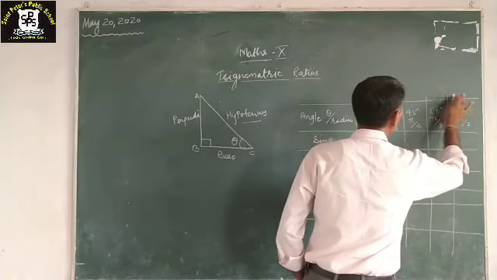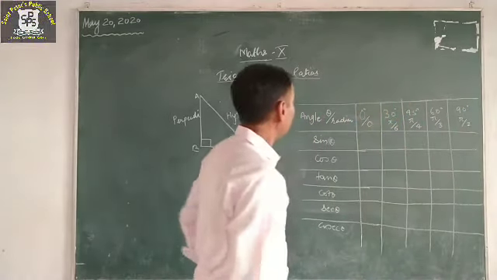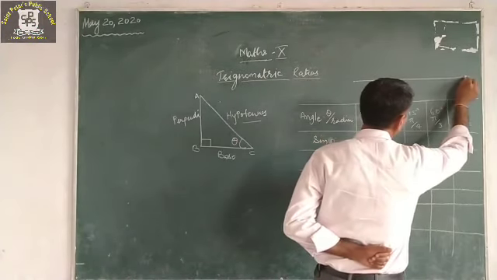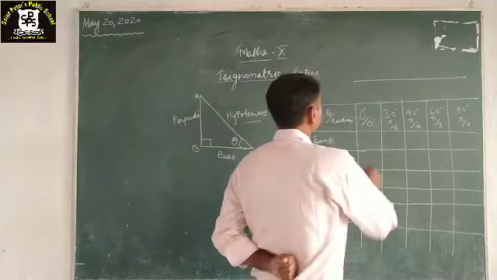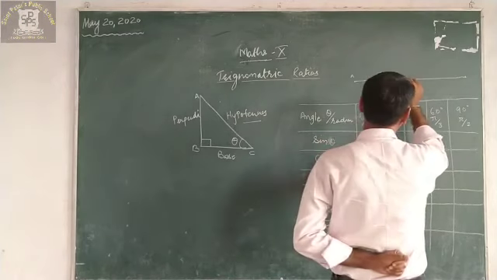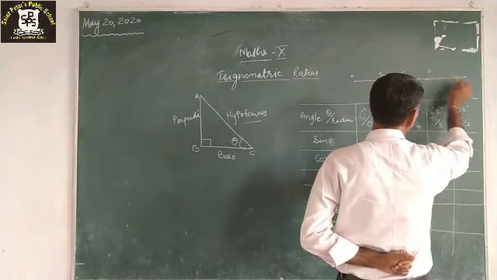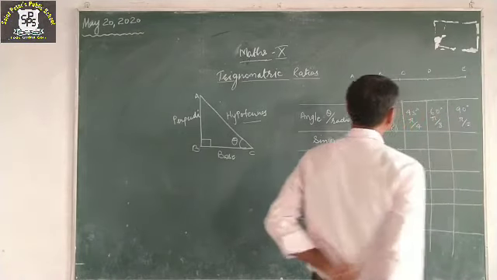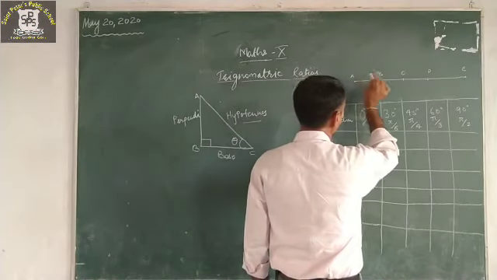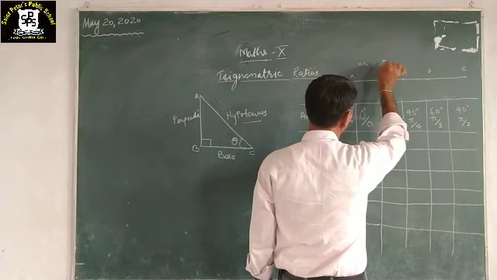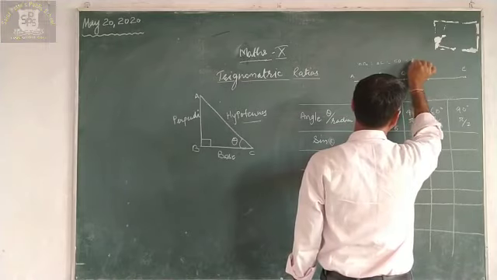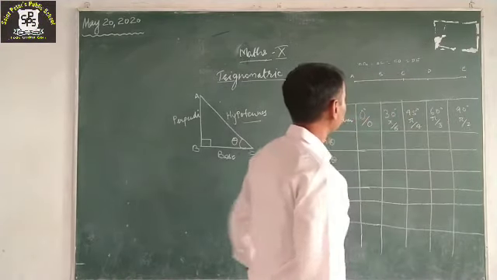To memorize this or to construct the table, we should practice this exercise. If I take 5 points A, B, C, D and E, these 5 points are equidistant. We can say that AB equals BC equals CD equals DE.